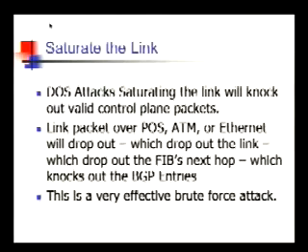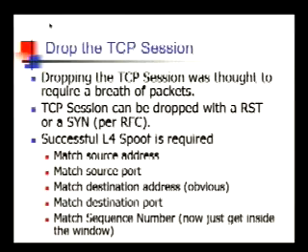DOS attacks saturating the link will definitely knock out your various types of control plane packets. It doesn't matter if it's POS, ATM, Ethernet, what have you. If we can cause the link to drop, at that point that drops the next hop out of the FIB, and again will cause the BGP entries to go away. It's a very effective brute force attack. We see it all the time.